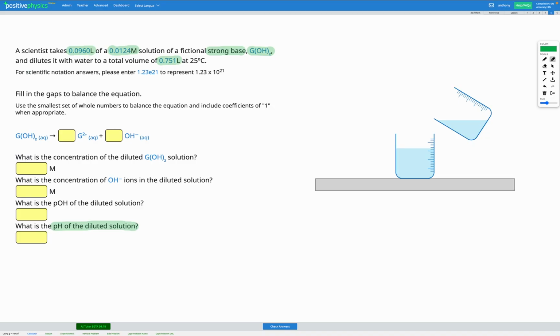Our first step is going to be balancing our equation. So looking at the formulas in our equation, we've got GOH2 forming G2+ and OH-. We're going to have one G2+ because we've got one G in our compound, and we're going to need two OH- since we've got OH2 in our compound. So to balance this, we're going to have one G2+ and two OH-.